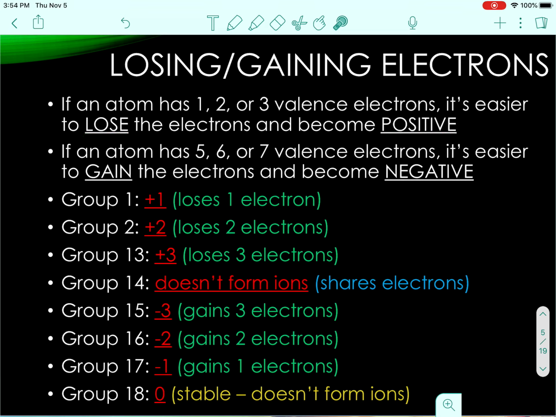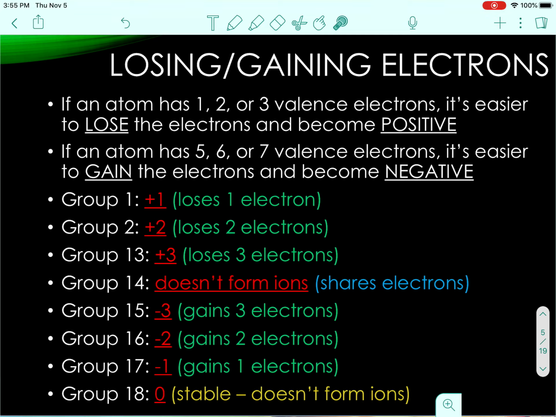What about if you have group 14, if it has 4 valence electrons? You can lose 4 or gain 4. There's not an obvious choice there what's easier because they're the same number, lose 4, gain 4. So group 14 doesn't actually form ions. It doesn't give up or gain electrons. It's actually going to do a different kind of bonding called sharing. It shares electrons. Okay, so what we're talking about right now is ionic bonding, where we're either losing electrons or gaining electrons, but group 14 is going to share electrons. That's a different kind of bonding we'll talk about later.